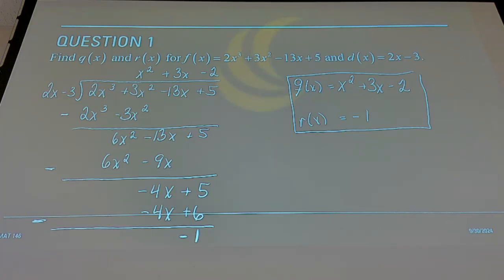Not a hard process, but it is tedious. Especially if you get larger degree polynomials involved. What do you mean? Like this is n dx divided by 2x minus 8. Could be. Process is the same.